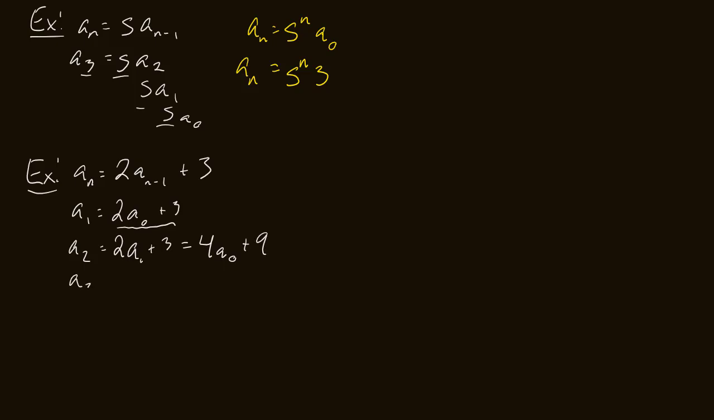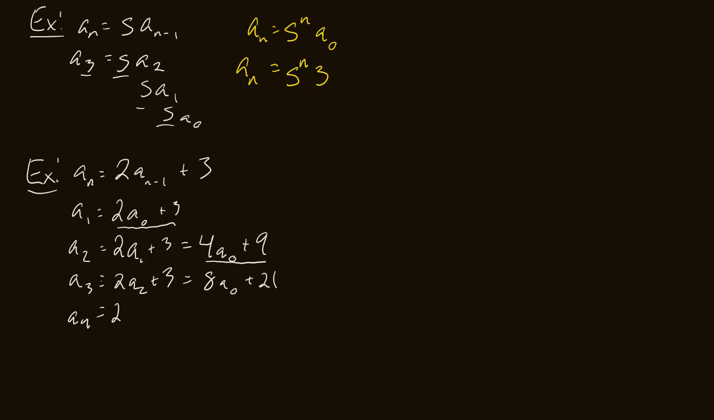Now let's do a3. This is going to be 2 times a2 plus 3. Substituting in what we solved for a2 in terms of a naught, we get 2 times this whole thing. So that's going to be 8 a naught plus 18, and then plus 3, so we get plus 21. All right, let's do a4, and I think this will be the last one.